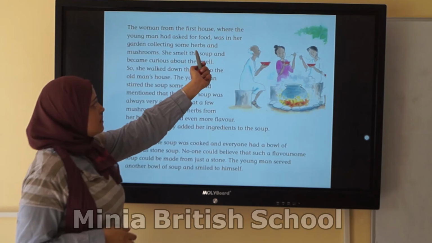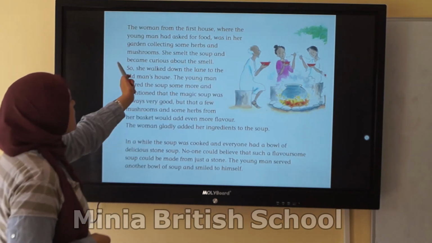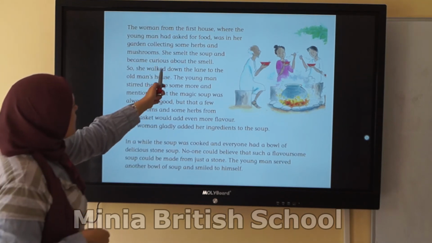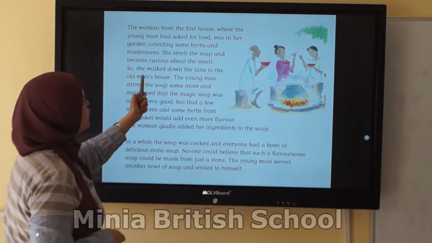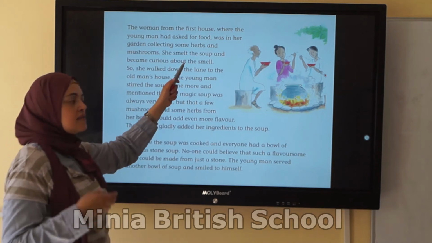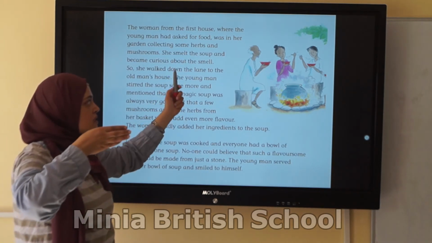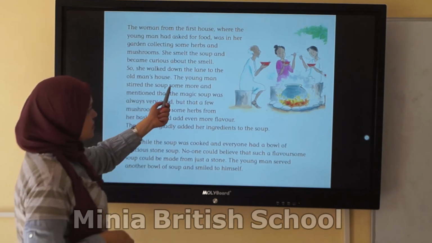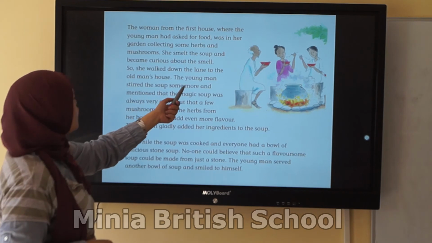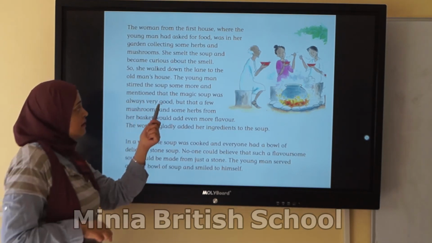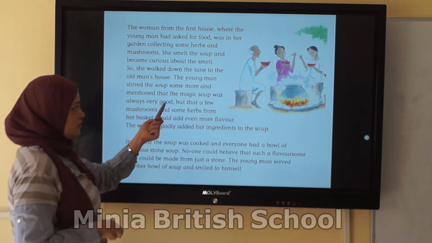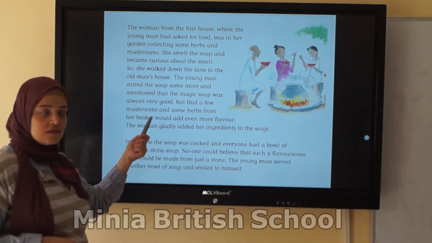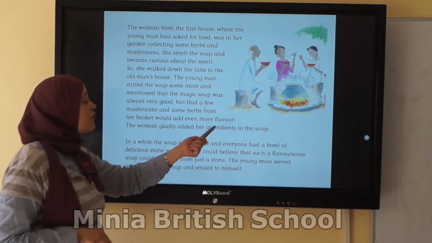She smelled the soup too and became curious, eager. She wants to know and see about the smell. So she walked down the lane, and the lane is another road, and we find these things all the time in the village, to the old man's house. The young man stirred the soup some more and mentioned that the magic soup was always very good, but that a few mushrooms and some herbs from her basket would add even more flavor.